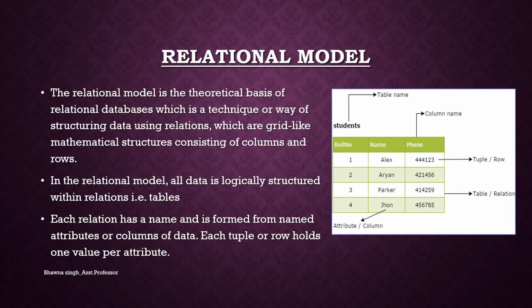Now comes the third type of record based model, that is the relational model. The relational model is the theoretical basis of relational databases, which is a technique of structuring data using relations, which are grid-like mathematical structures consisting of columns and rows. That means the relational model consists of tables, or a matrix of columns and rows. The data is organized in the form of tables, and we maintain a relationship between these tables on the basis of a common field.